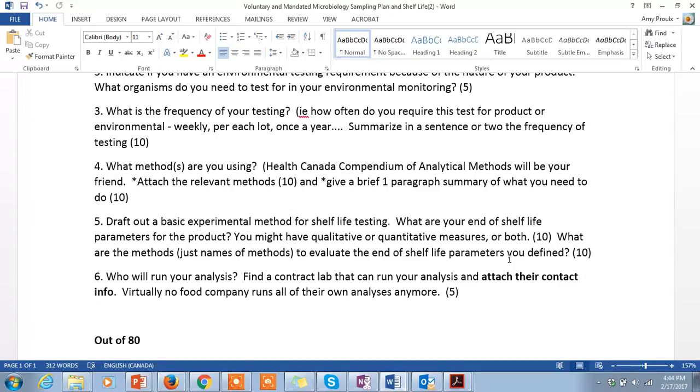So this is a reasonably straightforward, but again, you do have some research, and I will make sure that copies of the analytical procedures from Health Canada are available for you in the capstone file.